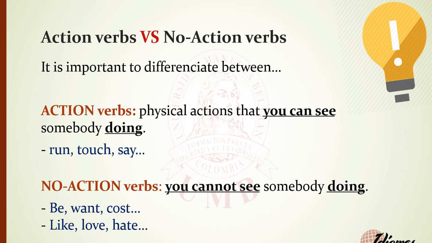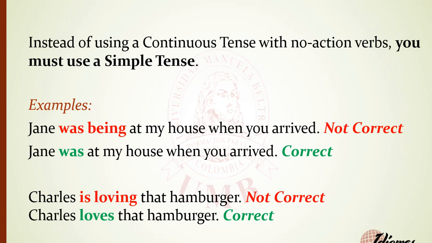When you have a non-action verb, you cannot use the past progressive or present progressive. You have to use the simple tense. It's incorrect to say "Jane was being at my house when you arrived." This is not correct because this is a non-action verb. In this case, you have to use a simple form: "Jane was at my house when you arrived." So this is the correct form.